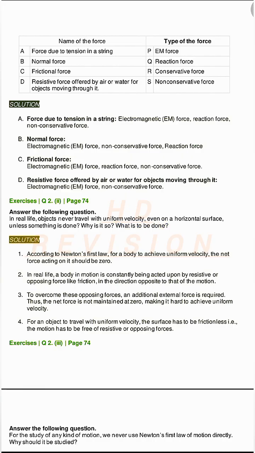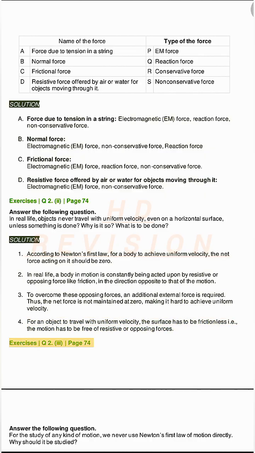Solution. 1. According to Newton's first law, for a body to achieve uniform velocity, the net force acting on it should be 0. 2. In real life, a body in motion is constantly being acted upon by resistive or opposing force like friction, in the direction opposite to that of the motion. 3. To overcome these opposing forces, an additional external force is required. Thus, the net force is not maintained at 0, making it hard to achieve uniform velocity. 4. For an object to travel with uniform velocity, the surface has to be frictionless, i.e., the motion has to be free of resistive or opposing forces.